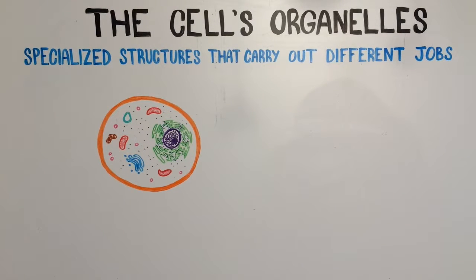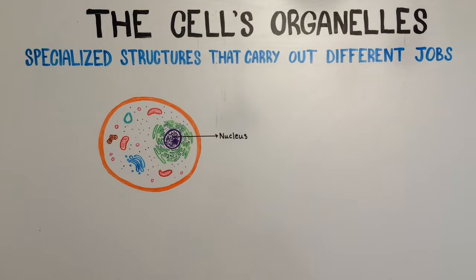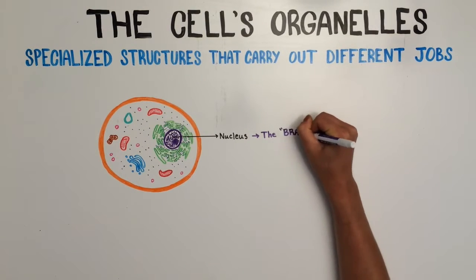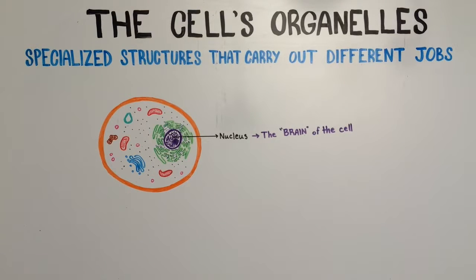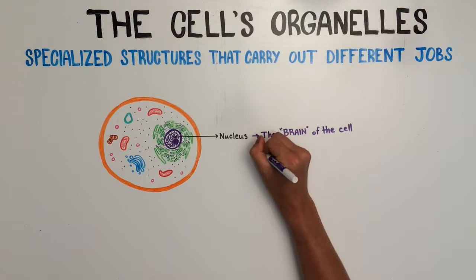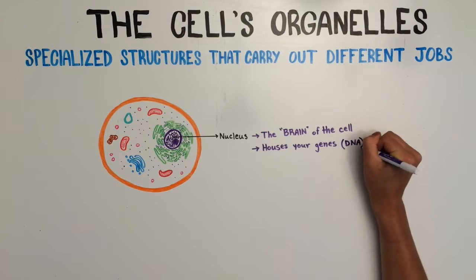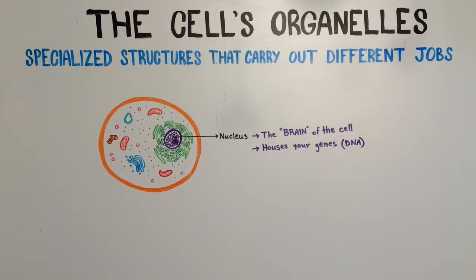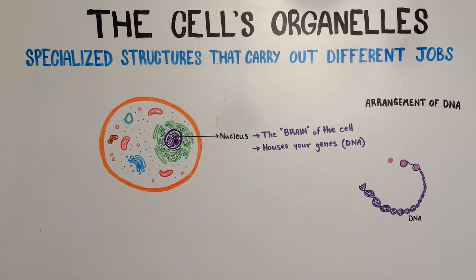Let's look at some of the different kinds of organelles. First up, the nucleus. The nucleus is like the brain of the cell. It tells the cell what to do. It also houses the genes that you inherit from your parents. The genes, or DNA, in the nuclei of your cells are arranged in a very particular manner.